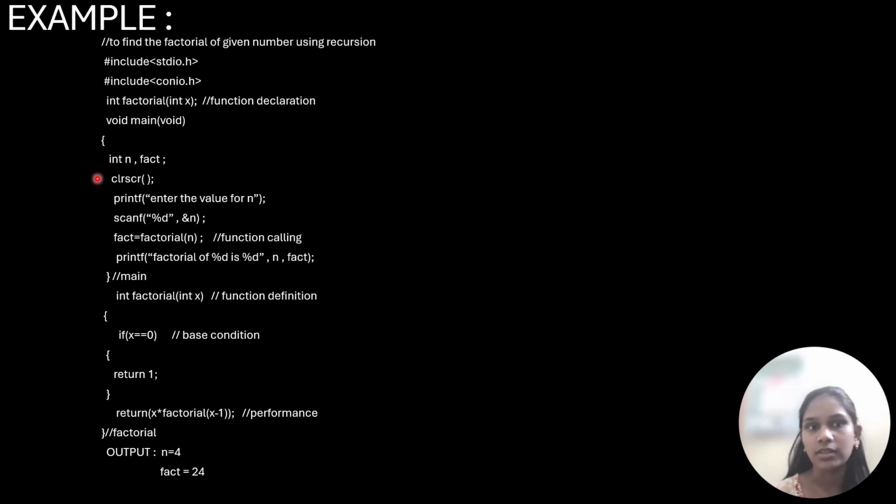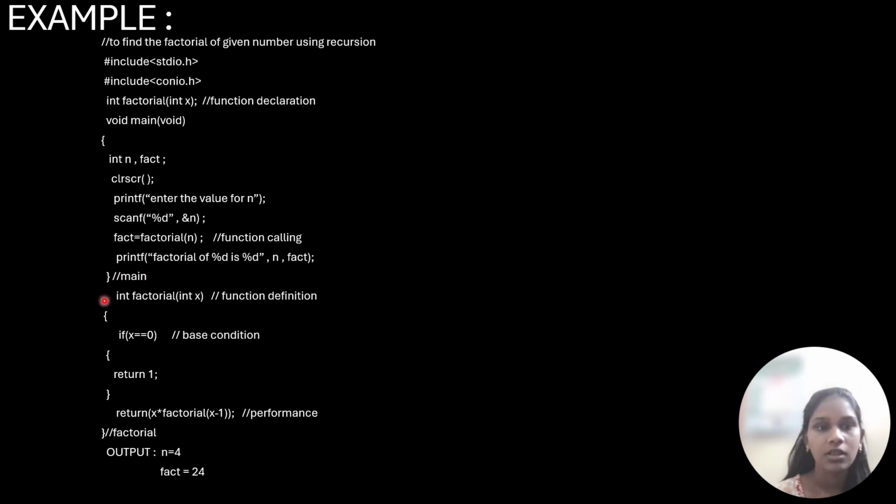First we should initialize variables n and fact. Clear screen. The next statement is printf, enter the value for n. And the next one is scanf, %d, &n. Next we should initialize fact equals factorial of n. This is function calling. And the next statement is printf, factorial of %d is %d, where this %d is n and this is fact. And the main section closes here.